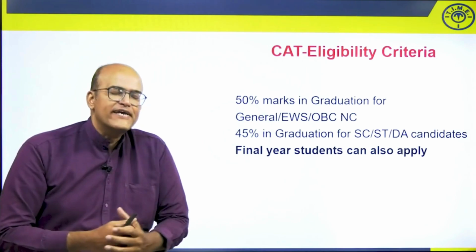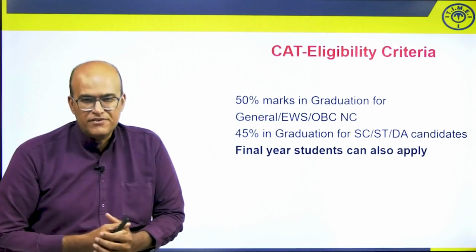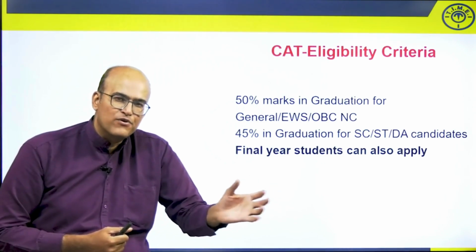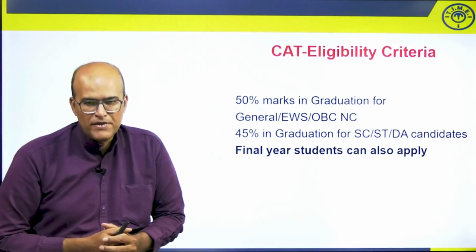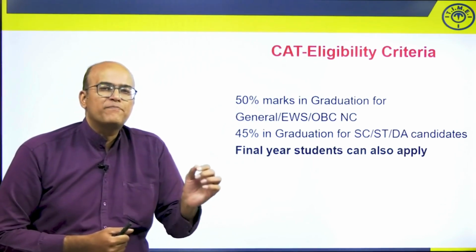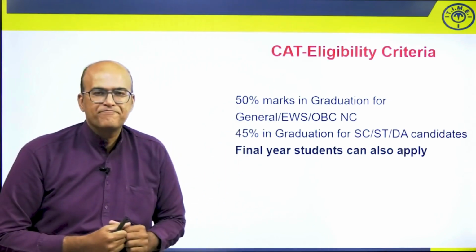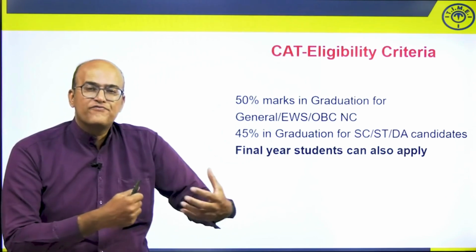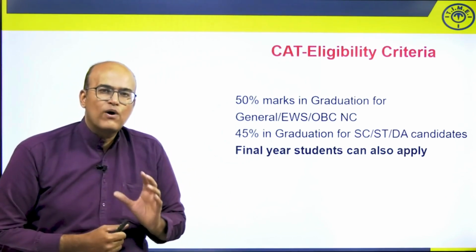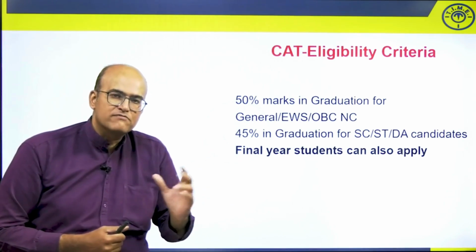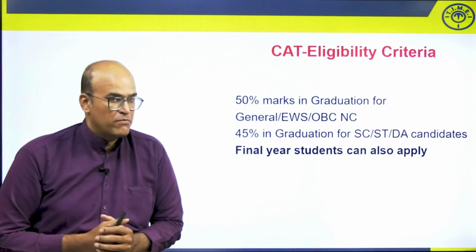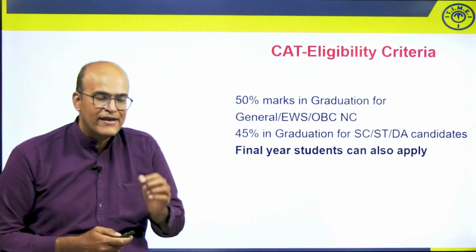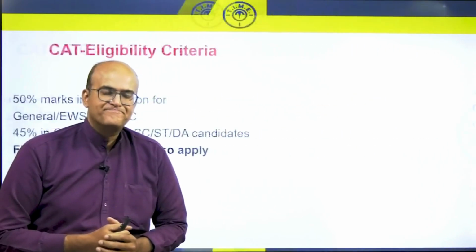Now, the eligibility criteria for appearing for this entrance exam, for general category, EWS category and OBC NC category applicants would be minimum 50% marks in graduation. Whereas people who belong to SC, ST or differently abled categories require minimum 45% marks in graduation. Remember, final year students are also eligible to write the CAT examination.